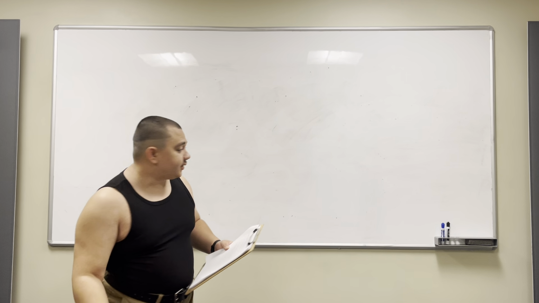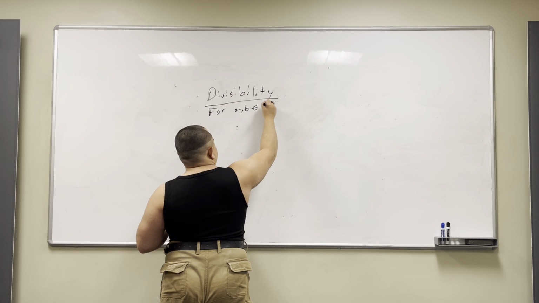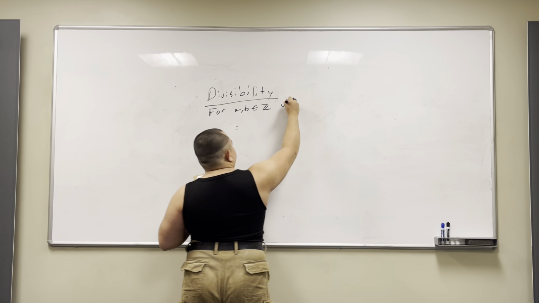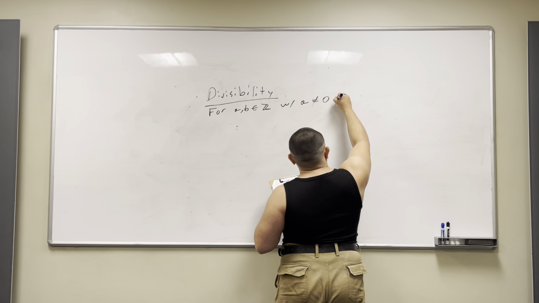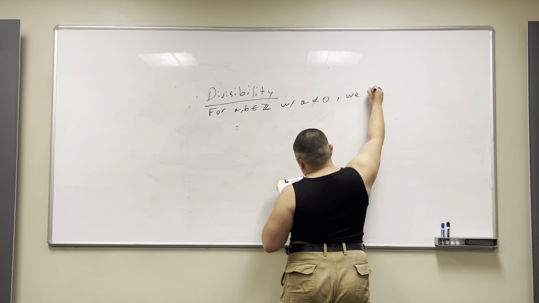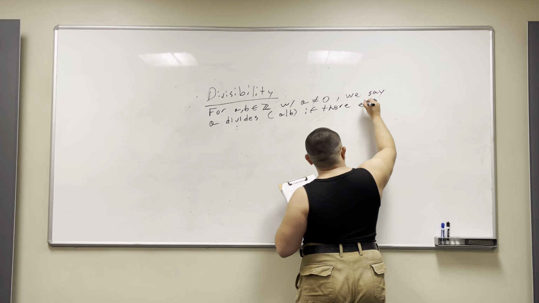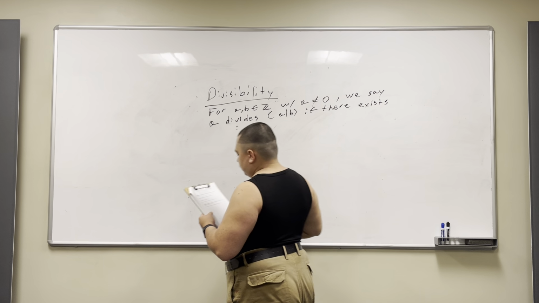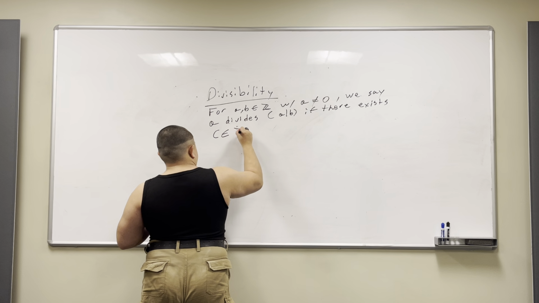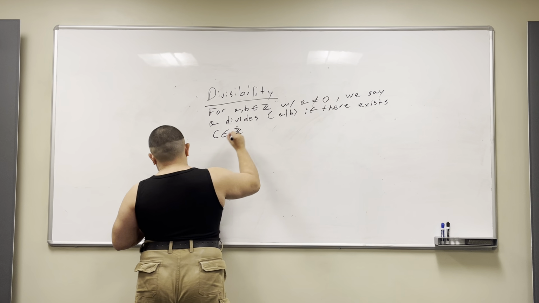On to the next one, divisibility. For a, b within the integers with a not equal to 0, we say a divides b if there exists c within the integers with b equal to ac.